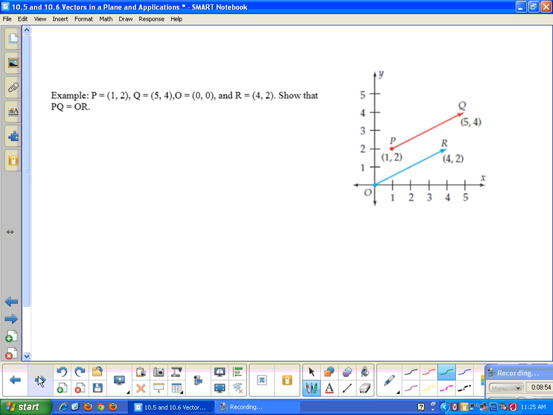Okay, so let's go ahead and look at this first example. We want to show that PQ is equal to OR. If we want to show that these two vectors are equal, then we want to see if the lengths of the vectors are going to be equal. So let's go ahead and do PQ first.